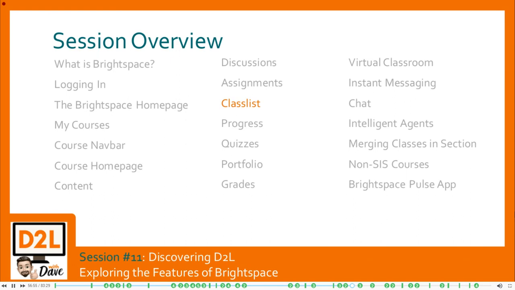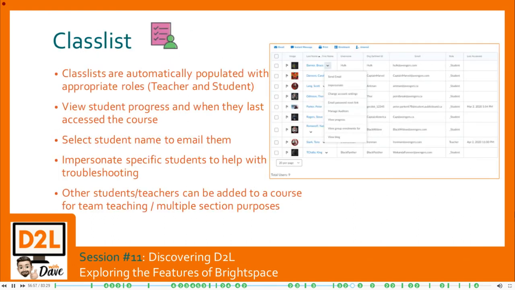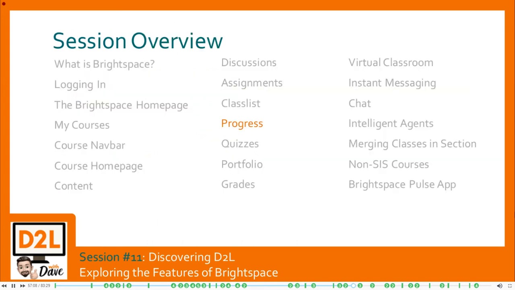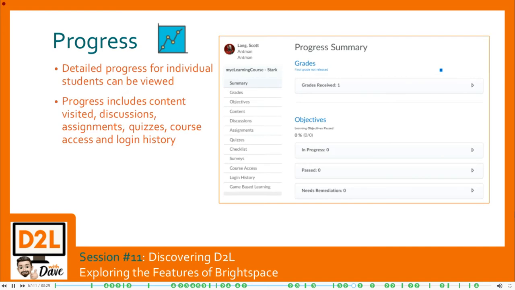One other thing, there is a class list. So when you select class list in the nav bar, you can see all the students, and directly from there, you can impersonate students by selecting the dropdown, or you can email them by clicking directly on their names. There's a progress tool, which will show you a summary of what grades students have gotten, the content that they visited, any of their discussions or assignments they've submitted, things like that. Their login history as well. So the last time they logged in or did anything inside their course.